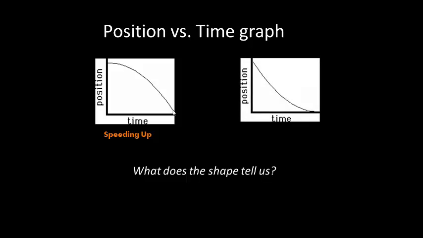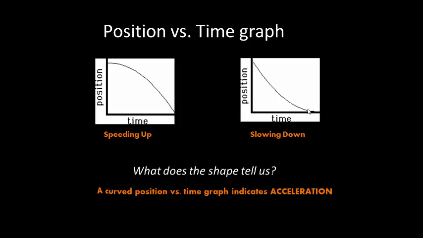Contrast that with the graph on the left. We start out with a relatively steep slope, and it gradually gets a little bit more shallow. That's letting us know that we are slowing down. Both of these graphs, however, are showing us that it's accelerating. A curved position versus time graph indicates acceleration.